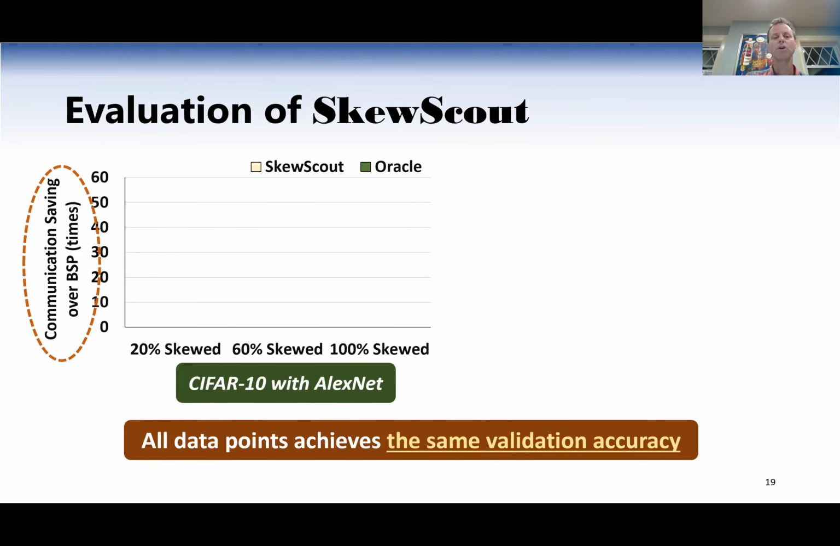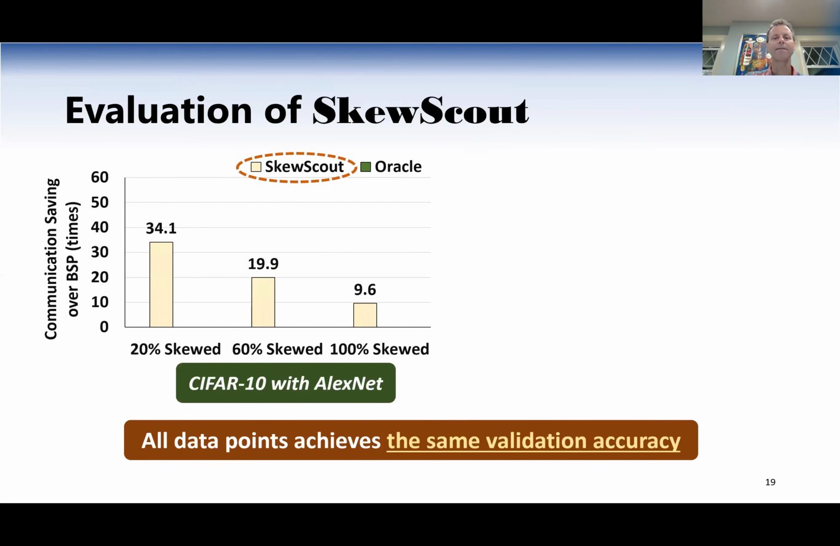All right. And what we're showing is three different levels of skew: 20% skew, which means 20% of the data is partitioned by label and the other 80% is just randomly scattered, up to 100% where 100% of the data is partitioned by label. What we see is that SkewScout is able to have significant savings over BSP: a factor of 34 savings in low skew, and even in the 100% skew case, it's still able to save almost a factor of 10 in communication.